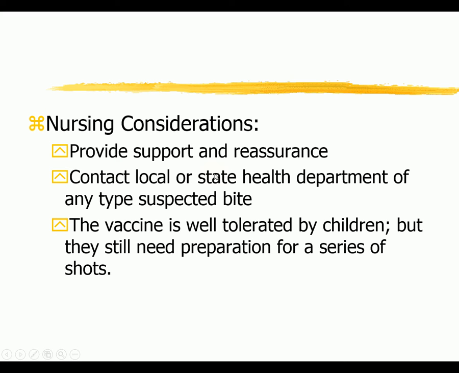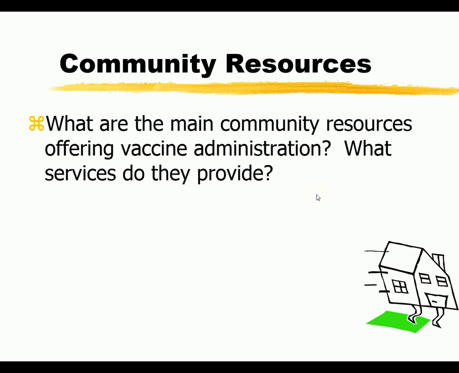You want to provide support and reassurance. The health department needs to be notified of any type of bites by animals. This vaccine is well tolerated in children now compared to the one they used to give, but they still need to be prepared for a series of injections. We do know that the main community resources that offer vaccinations would be the physician's office and the health departments. Your health departments do it a lot cheaper, usually at around $5 a visit.